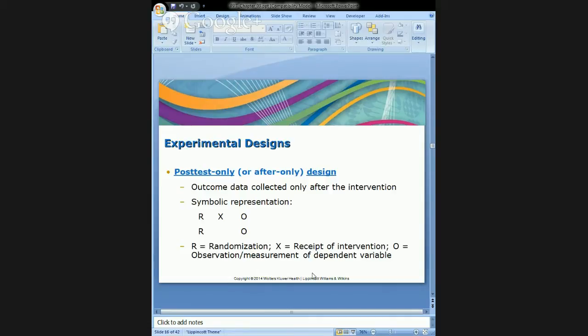The second group is the control group, who is also randomly assigned. That's what the R stands for. They don't receive the intervention, and then you measure the outcomes. And you look to see if there's a difference between the two groups, the ones who got the intervention and the ones who did not get the intervention.